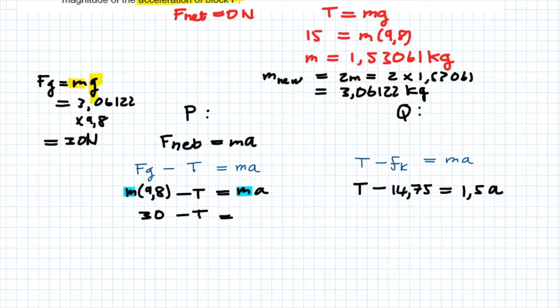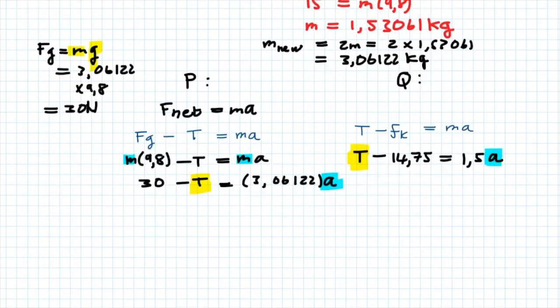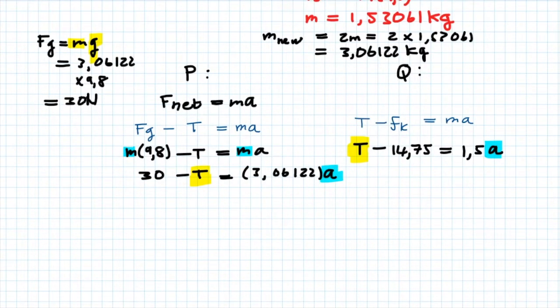Minus tension equals MA. So in the place of mass, again, we have 3,06122 times the acceleration. So now we fortunately have 2 equations, 2 unknowns. We don't know the tension here and there, but we know that they're equal in magnitude. We don't know the acceleration here and there, but we know that it's exactly the same for the whole system. So the question asks us to calculate the acceleration of block P.